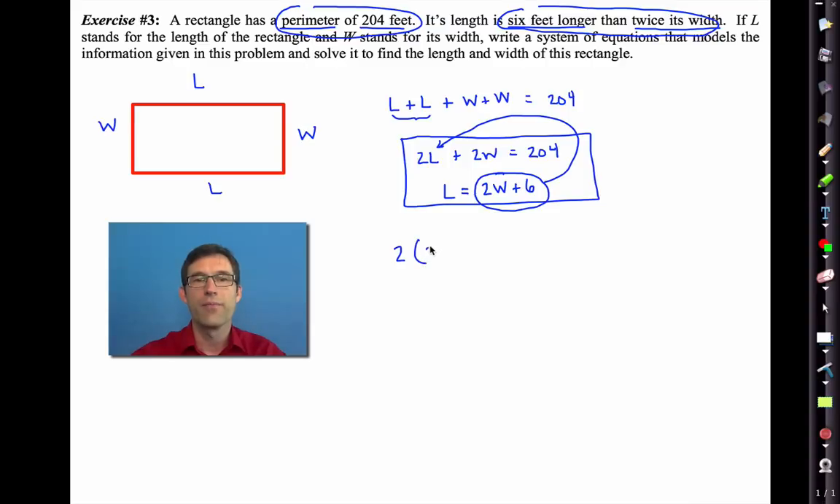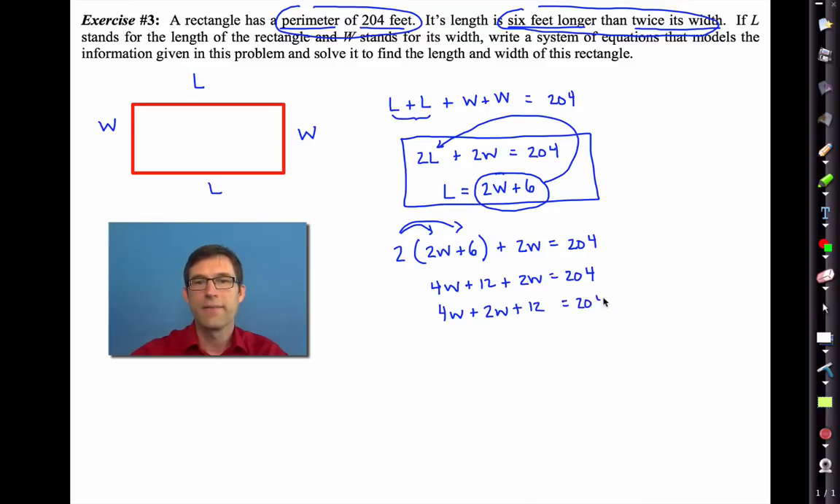Now I'm going to be careful though. Because I'm multiplying the width by 2, I have to make sure to get parentheses around that 2W plus 6. But from then on out, I'm off to the races, right? I can now use the distributive property to rewrite this as an equivalent binomial, 4W plus 12 plus 2W equals 204. I can now use the commutative property of addition and swing that 2W and that 12 around like that. I can now use the associative property and add those two together. Anytime I can remind you of the properties, why not?